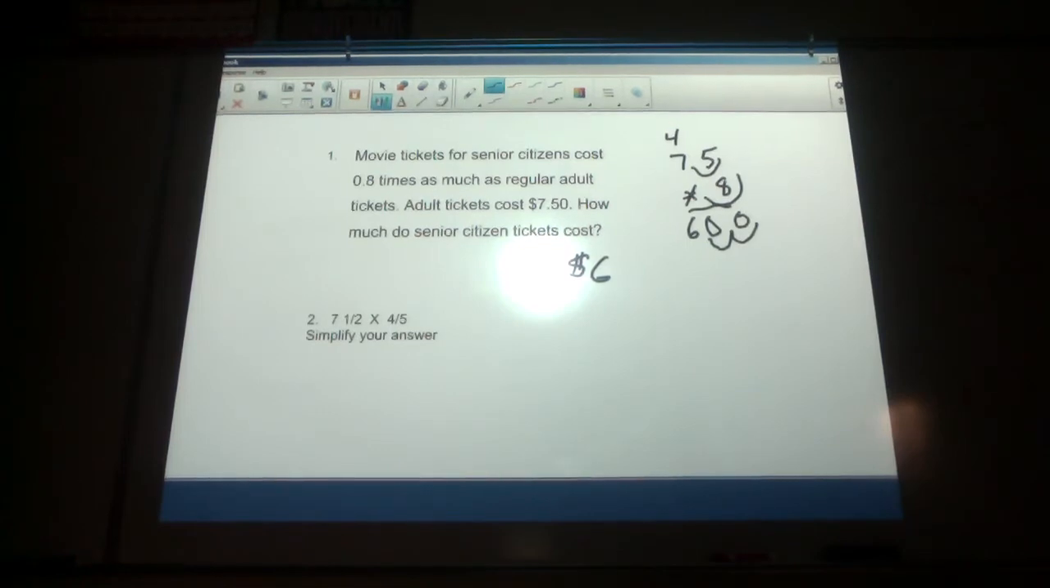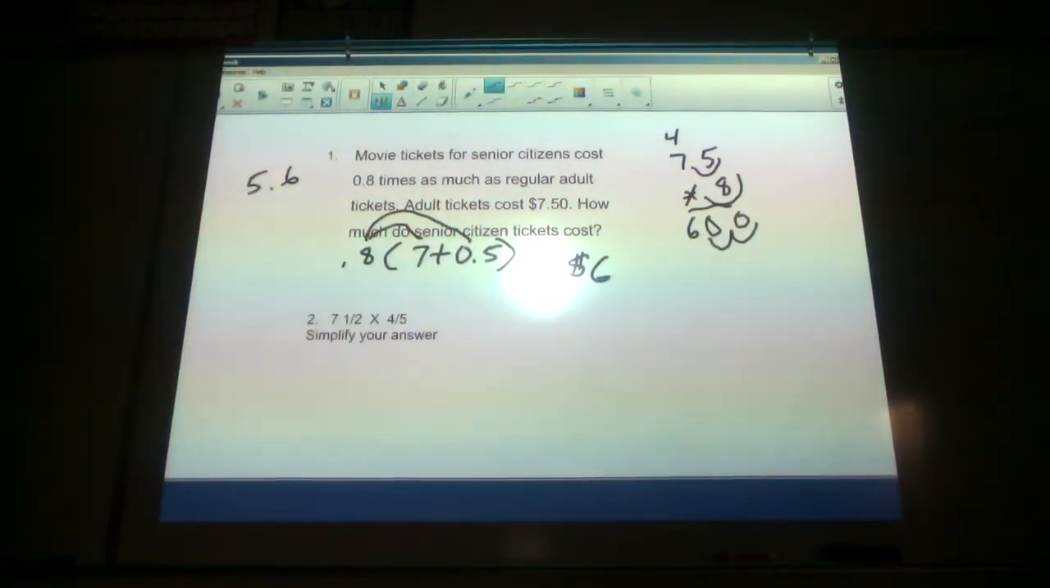Now, I'm going to show one other way to do this. And I'm going to use the distributive property. It still works. So in other words, I'm going to look at 8/10 and multiply that by 7 plus 50 cents. And I'm going to distribute the 8/10 to the 7. Well, 8/10 times 7 will give us 5 6/10.